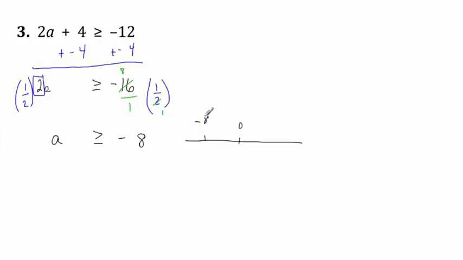This time, since it can be greater than or equal to -8, -8 is a solution. So I'll start by putting a closed dot on -8 to show that -8 will make the inequality true. And then I shade to the right, since I'm interested in the numbers that are greater than or equal to -8. So remember, the steps in solving an inequality are the same as those for solving an equation. Just remember, if you multiply or divide both expressions by a negative number, you must flip the sign.